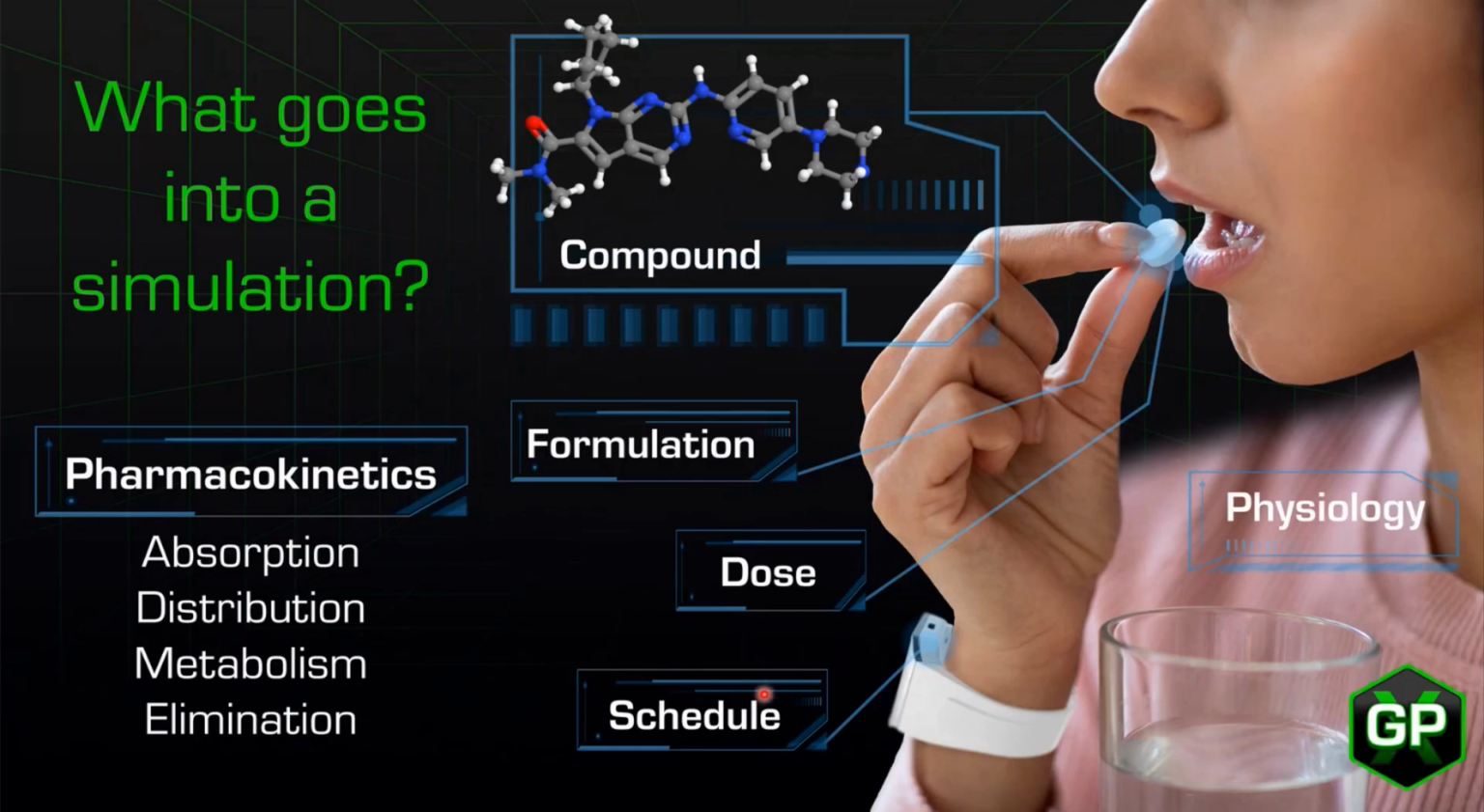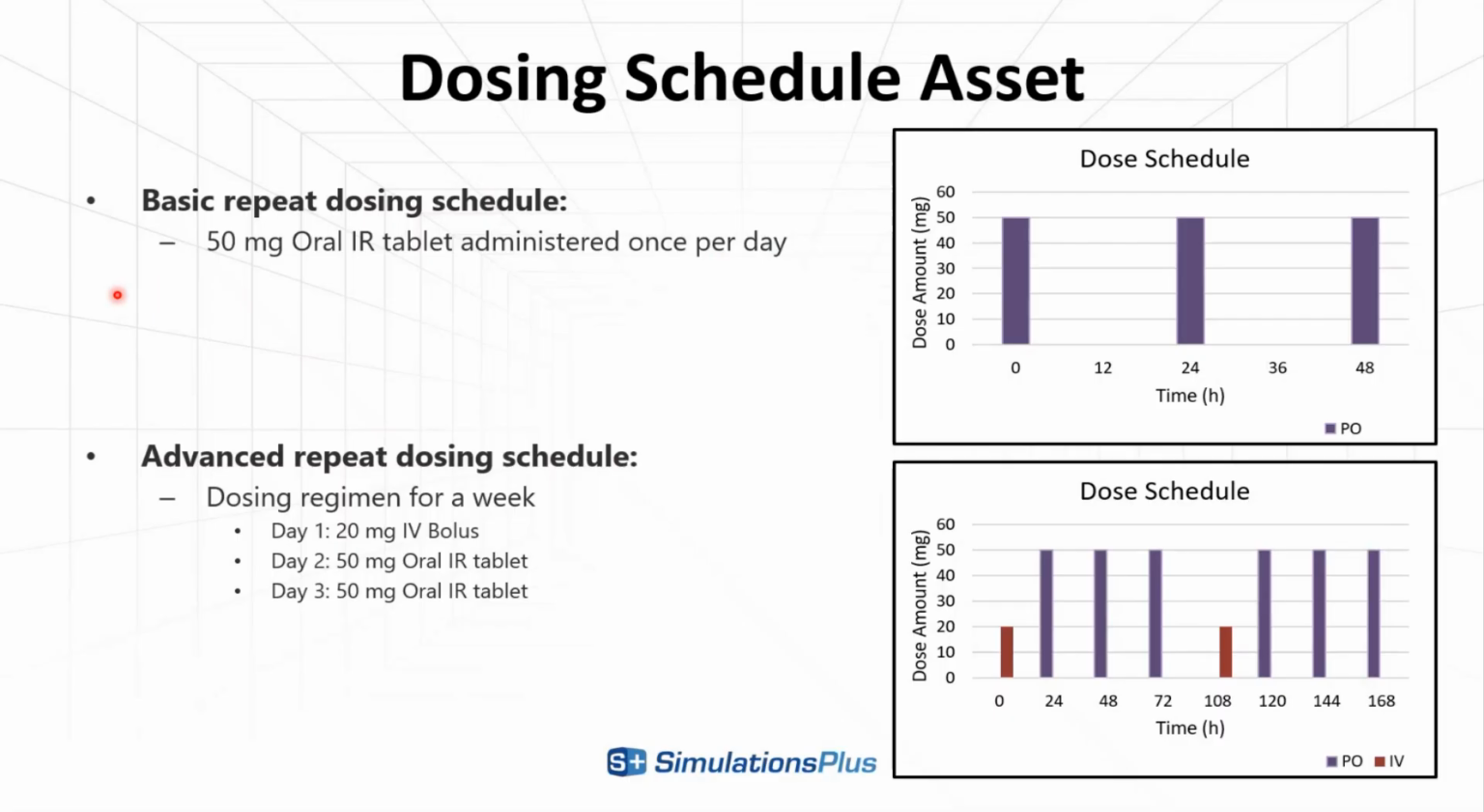We will use the project, My First Project, that was shown in the tutorial Creating a Project from Scratch. In that tutorial, you learned how to make two dosing schedules for a single formulation of 10 milligram and 20 milligram of oral immediate release tablet. In this tutorial, we will cover two different dosing regimen scenarios. The first one is the basic repeat dosing schedule, which will have 50 milligram of oral IR tablet administered once per day over the course of 3 days.